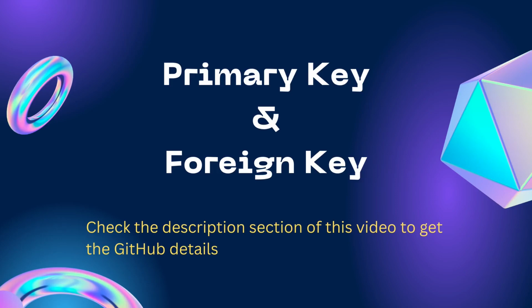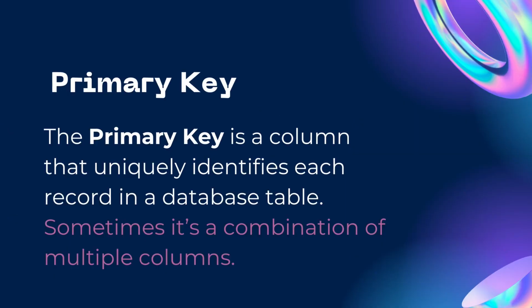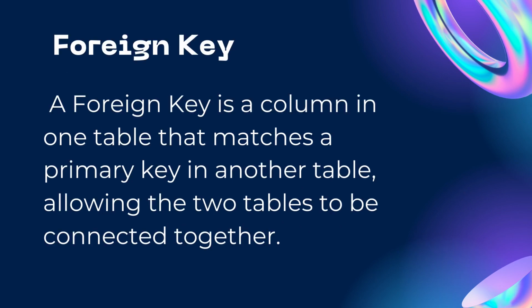In this video, we are going to learn about primary key and foreign key. So, what is primary key? The primary key is a column that uniquely identifies each record in a database table. Sometimes it's a combination of multiple columns. What is foreign key? A foreign key is a column in one table that matches a primary key in another table, allowing the two tables to be connected together.